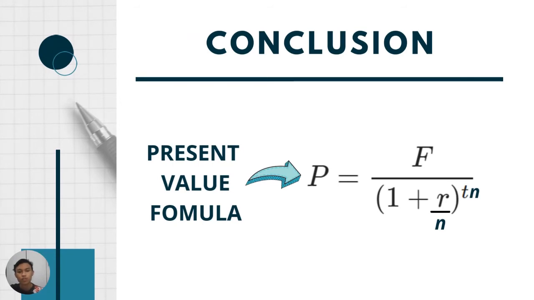So for the conclusion of this topic, the present value formula is present value equals future value divided by open bracket 1 plus r divided by n closing bracket to the power of tn.